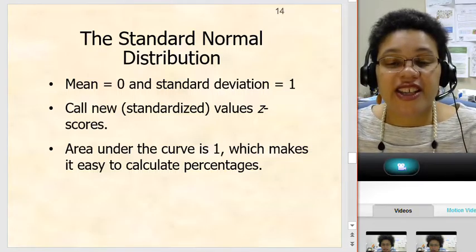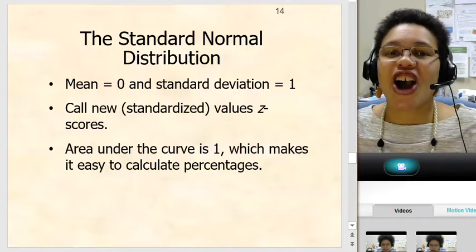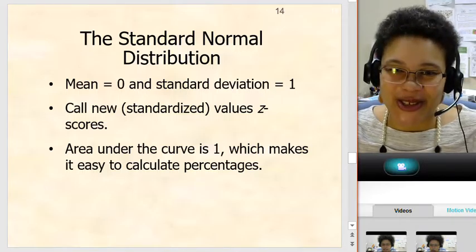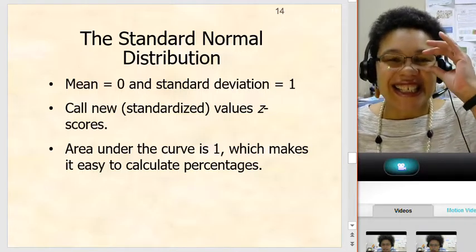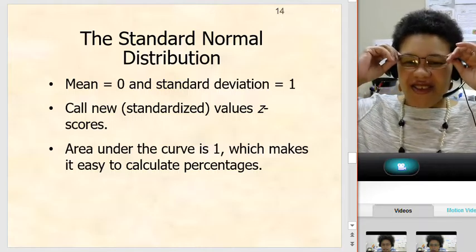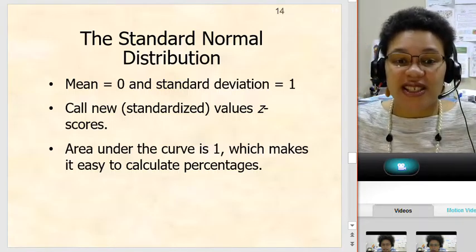Okay? These new standardized values are called z-scores. That's what those are. These new values, the values we took and standardized, are called z-scores.